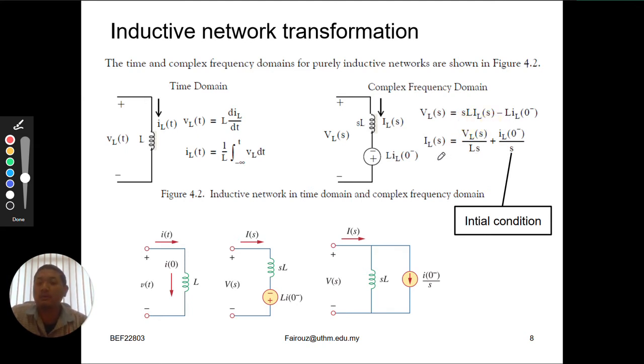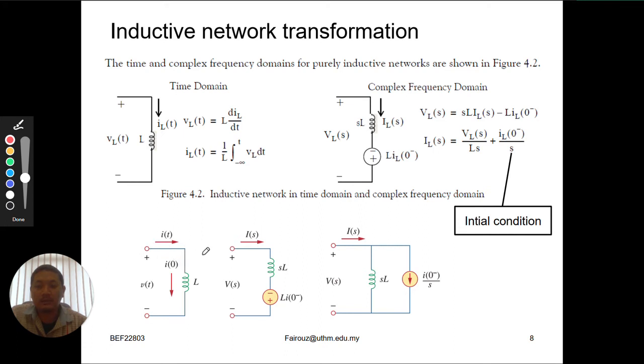Okay, same thing for the current. You can see here, for the current, simply V over LS, and of course not to forget the initial condition, which is IL over S. All right, so here you can see this is the same thing, right?